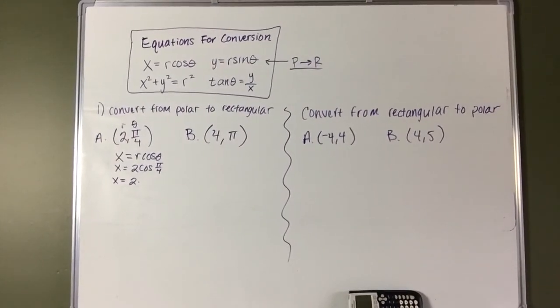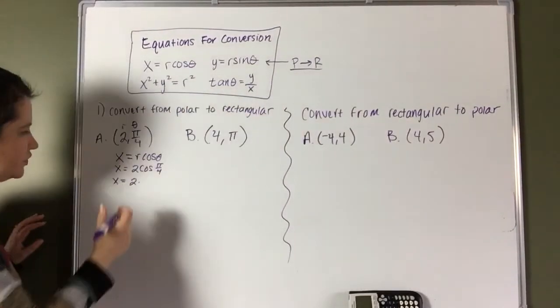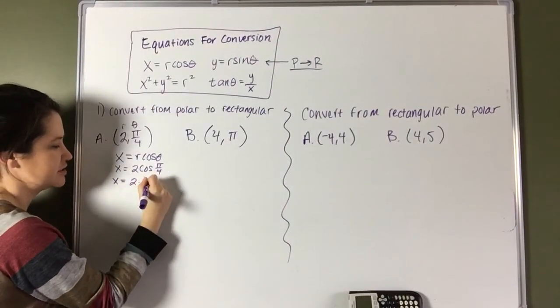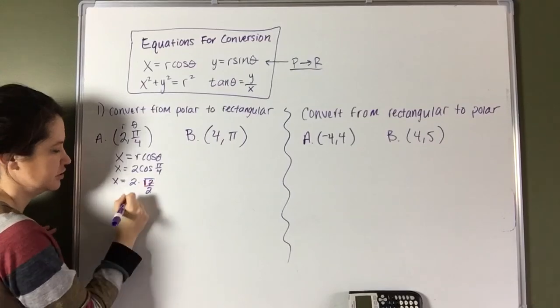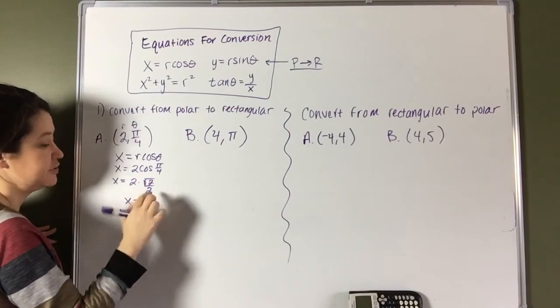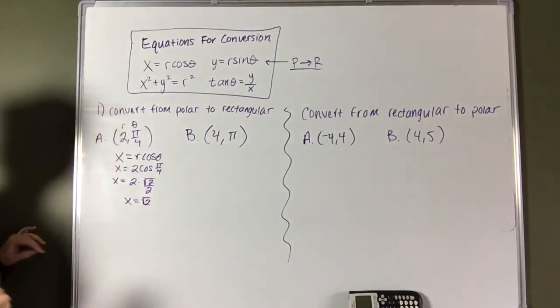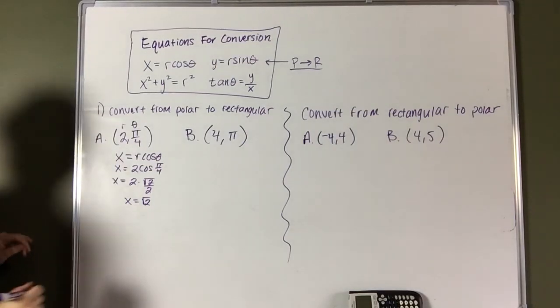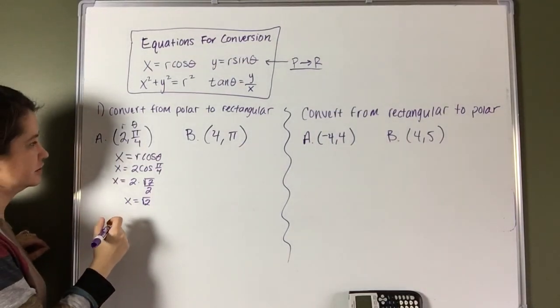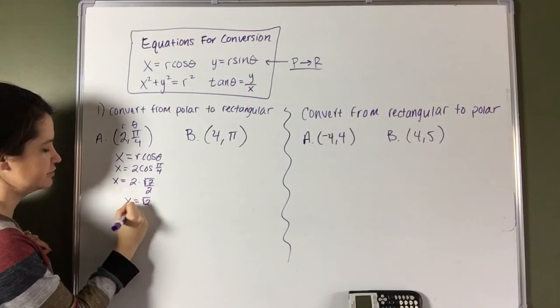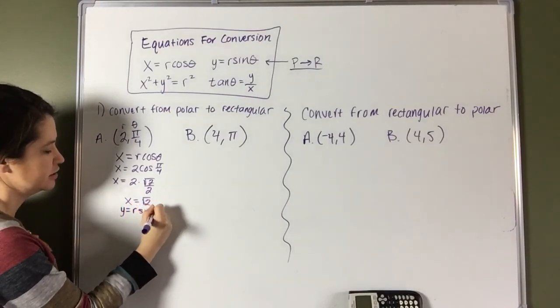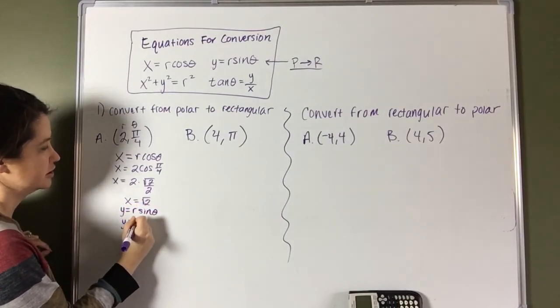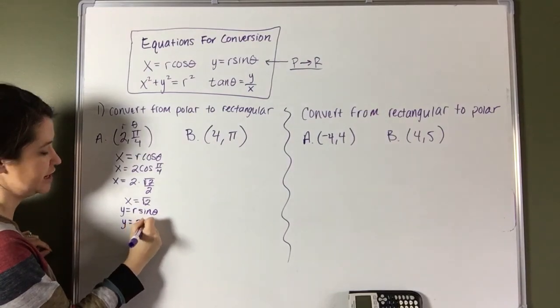All right, if you look on your unit circle, cosine of pi over 4 is actually square root 2 over 2. And if you simplify that, you just get square root 2. So that's our x coordinate. The y coordinate, we use y equals r sine theta. So it will be 2 sine of pi over 4.